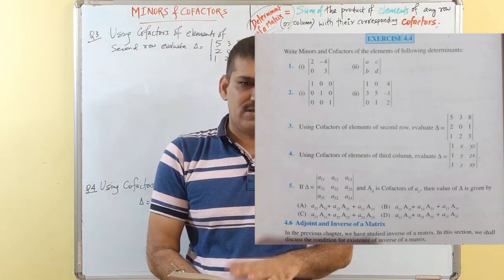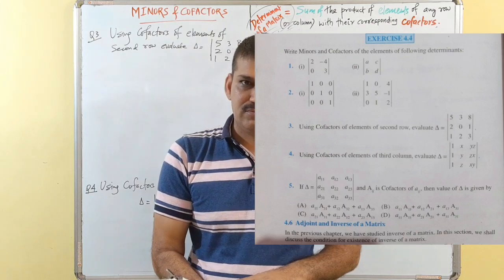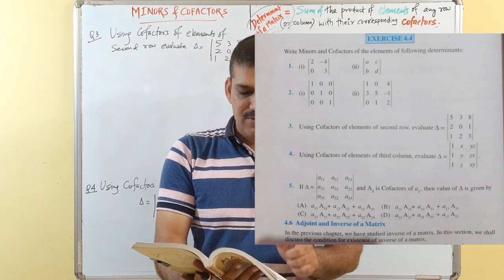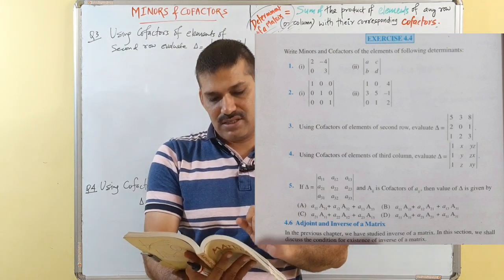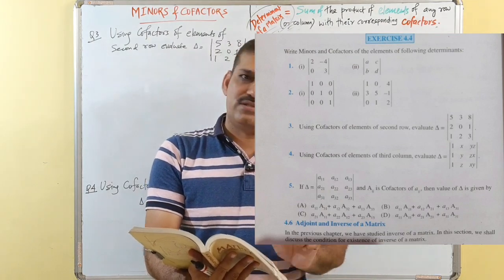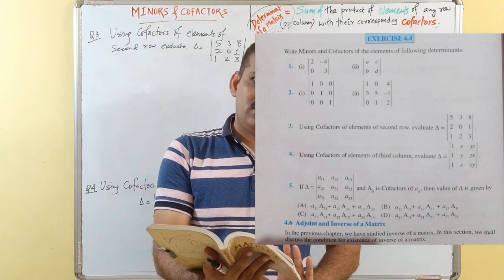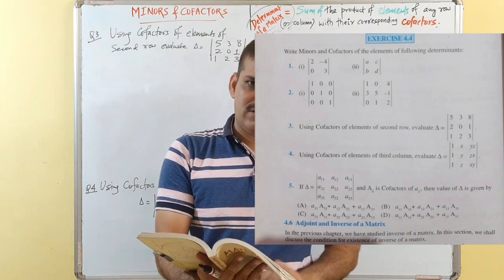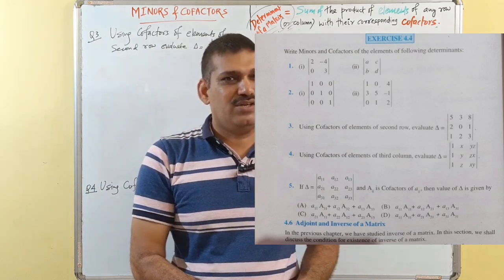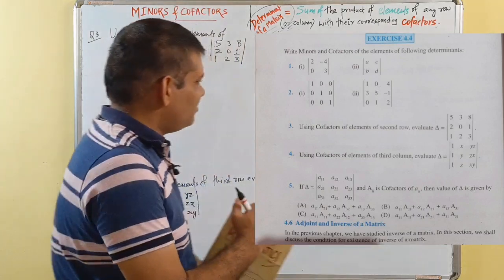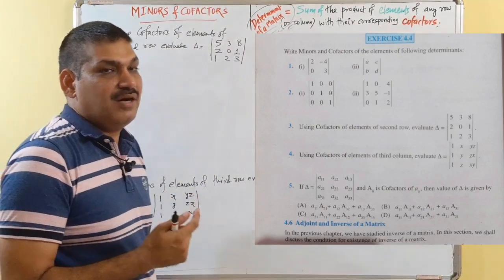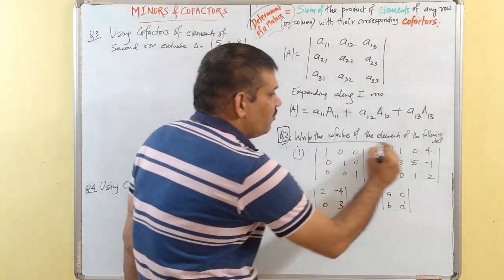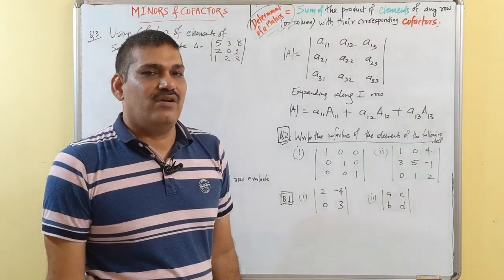Now we talk about exercise 4.4. The fifth question we have already done. If delta is this determinant where Aij are the cofactors of aij, then the value of the determinant is given by that. We have discussed it in detail. Now the remaining 4 questions I have written on this whiteboard and we will discuss them one by one. Apparently you will observe that there is not much in finding cofactors and minors. Let's see this question first: write the cofactors of the elements of the following determinants.